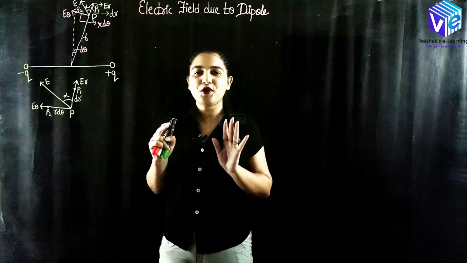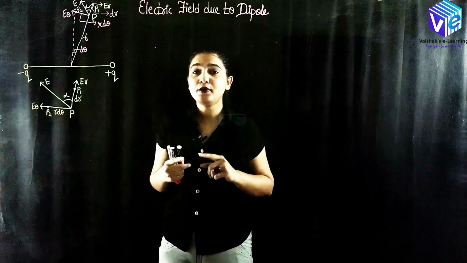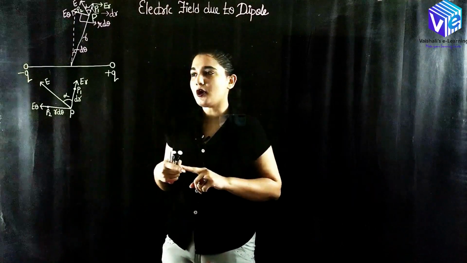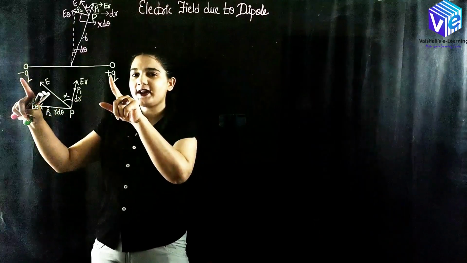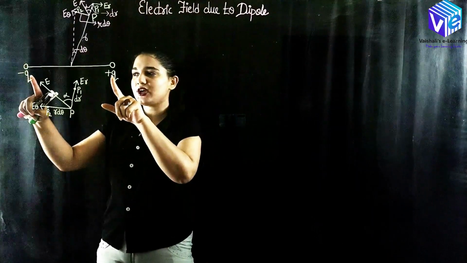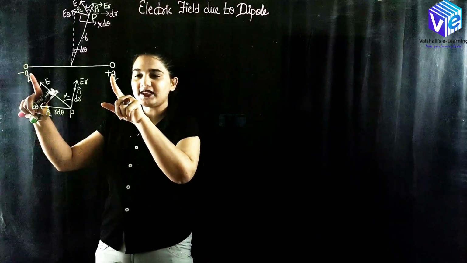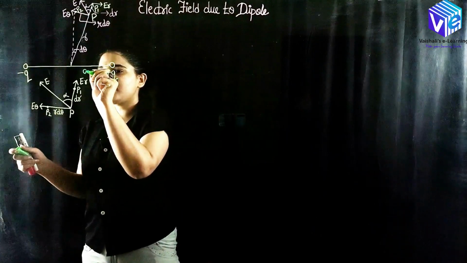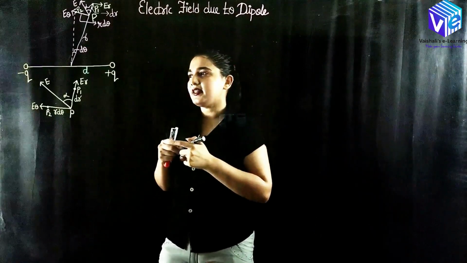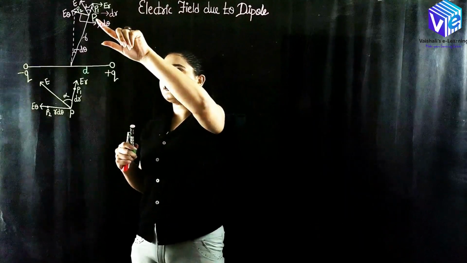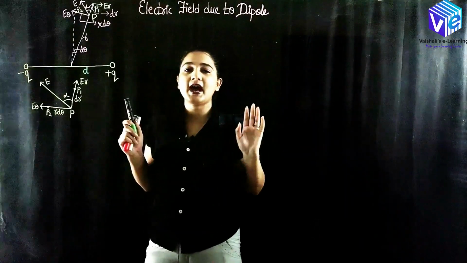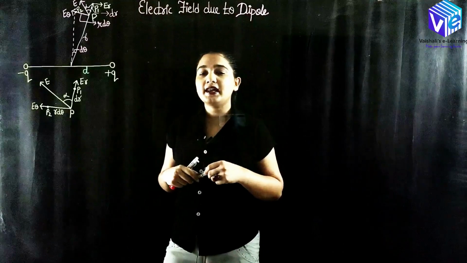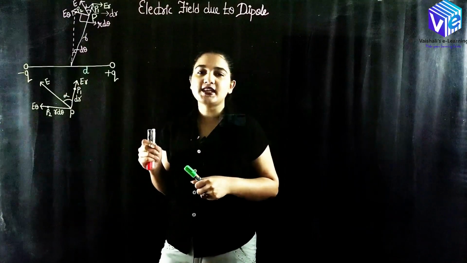Okay, so I hope you all have seen the previous video now. Now I hope you know what a dipole is. So this is my dipole, two charges which are equal and opposite in nature, separated by a small distance d. So this is my distance d, and here at the point P, at this point I need to find the electric field due to this dipole.